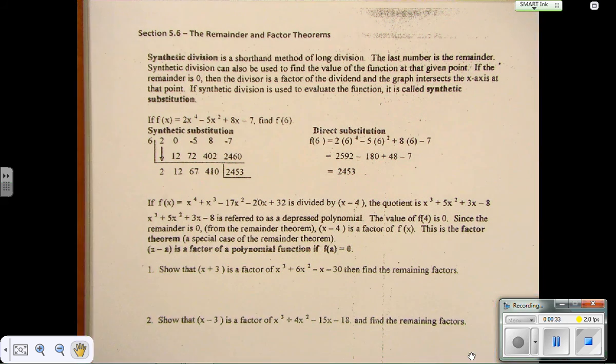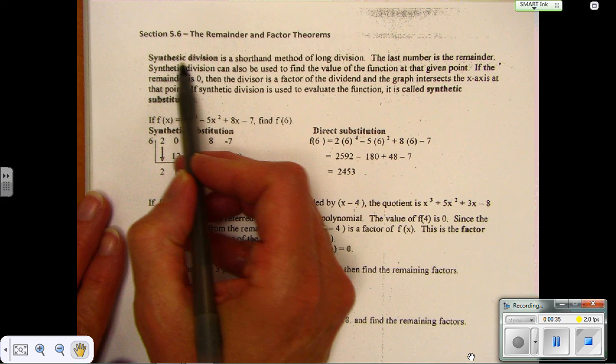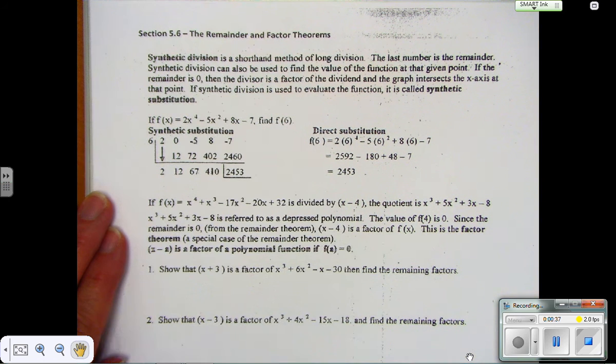Starting here at the top, synthetic division is a shorthand method of long division. The last number is the remainder. Synthetic division can also be used to find the value of the function at that given point. If the remainder is 0, then the divisor is a factor of the dividend and the graph intersects the x-axis at that point. If synthetic division is used to evaluate the function, it's called synthetic substitution.